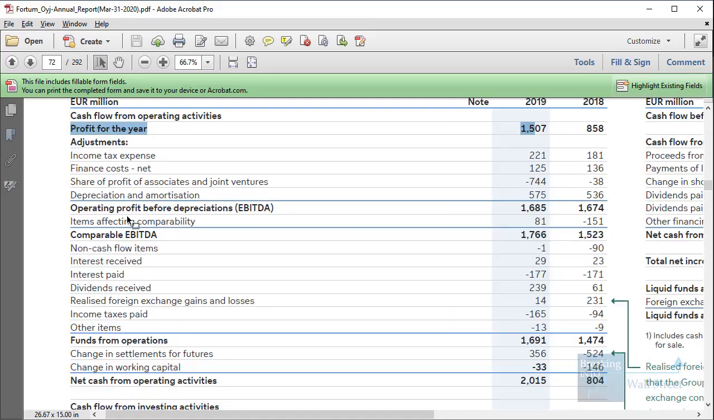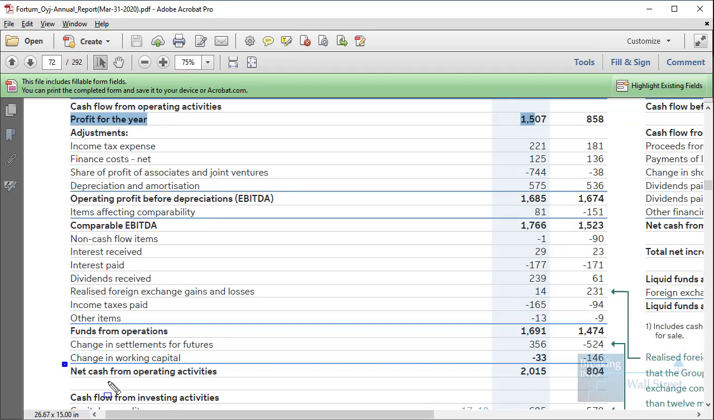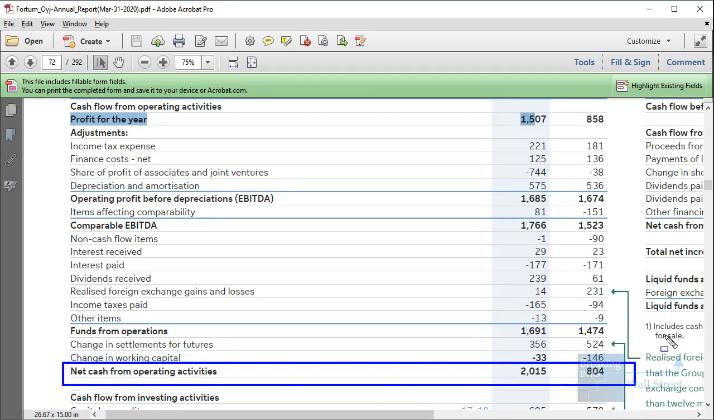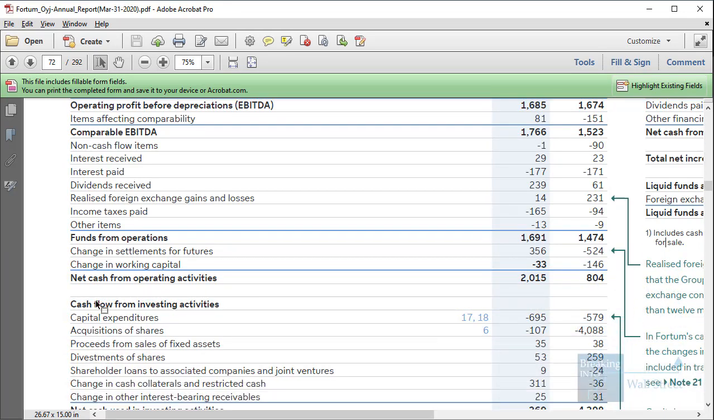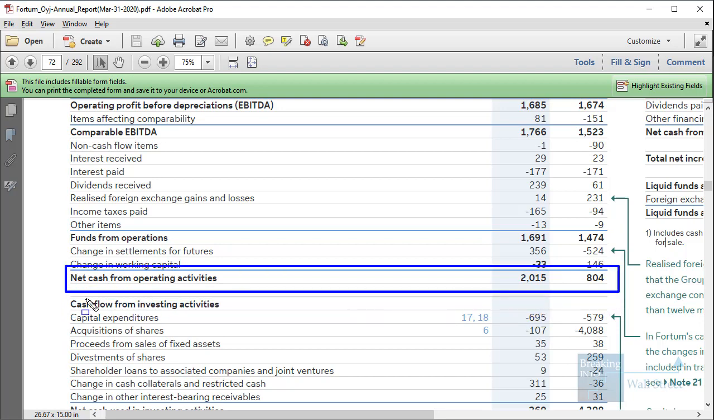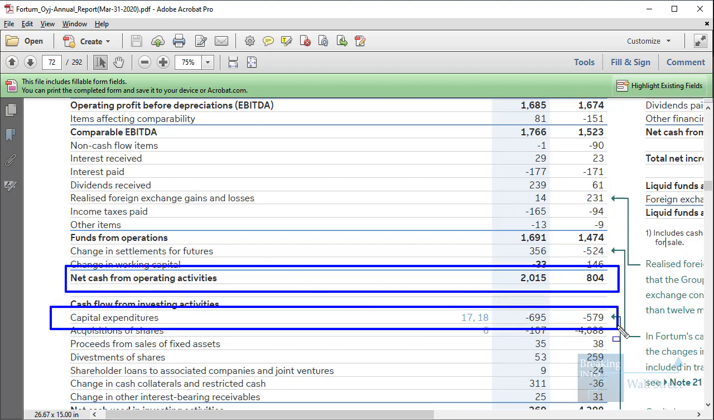So in other words, when we go down here, and let's say we want to take the net cash from operating activities and say, okay, we're going to calculate free cash flow by taking this number and then by subtracting the capital expenditures.